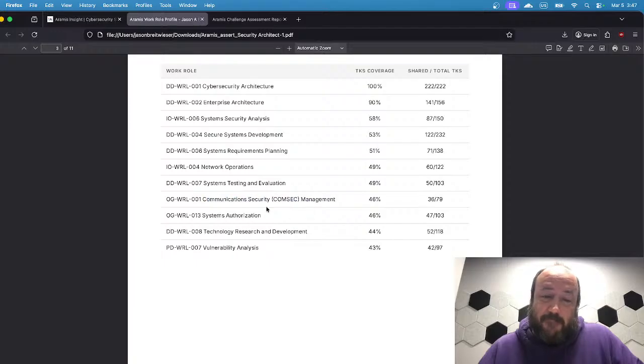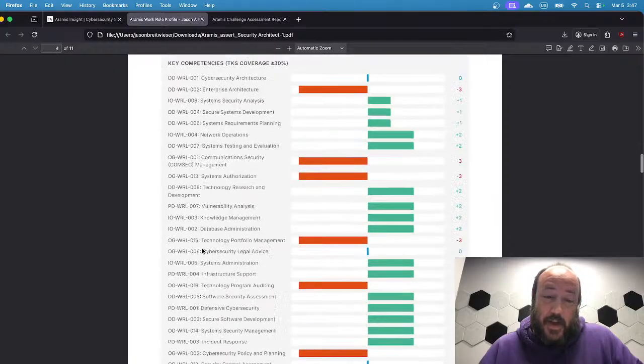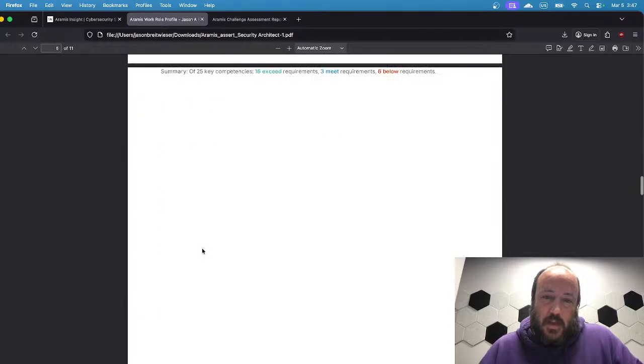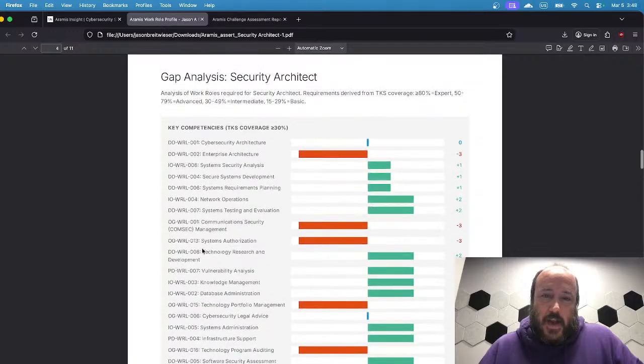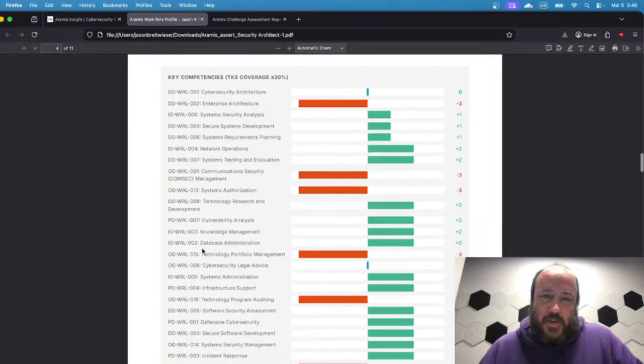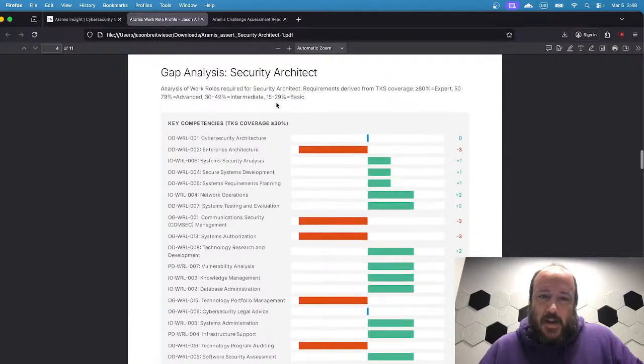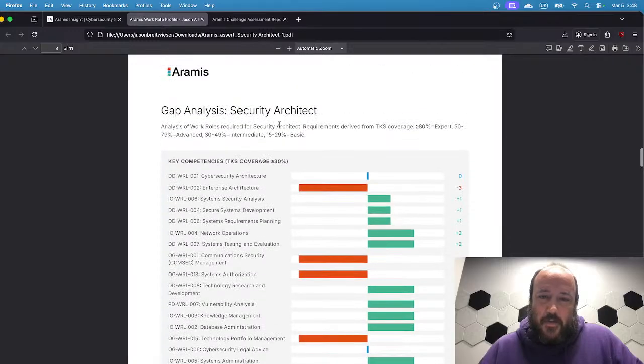ComSec management was fairly weak. Systems authorization, a little bit weaker. Technology research and development, that was a good portion of my career, and still, I didn't grade it as well as I could have. And vulnerability analysis, no, I'm not the strongest at vulnerability analysis. So another pretty gap analysis shown. Let's see how this works.